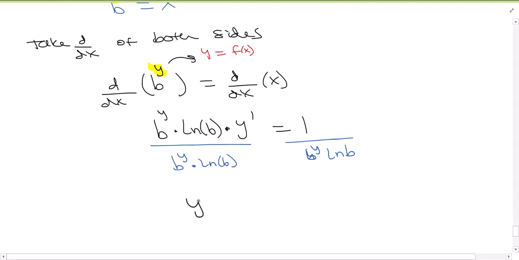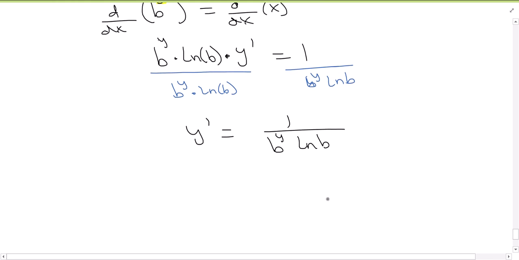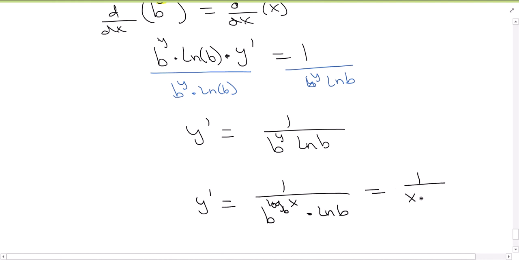So I'll be left with y prime equals 1 over b to the y ln of b. But what was y? Y was equal to the log base b, right? So then this is b to the log base b of x times ln of b, but the bases are the same, so I'll just get x. So this is 1 over x times ln of b.